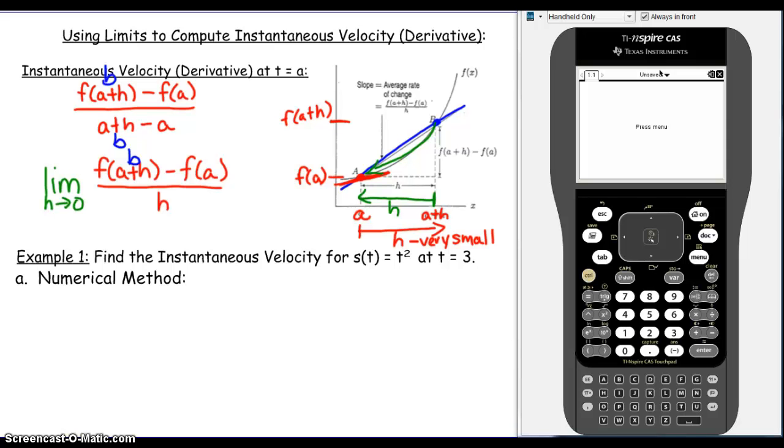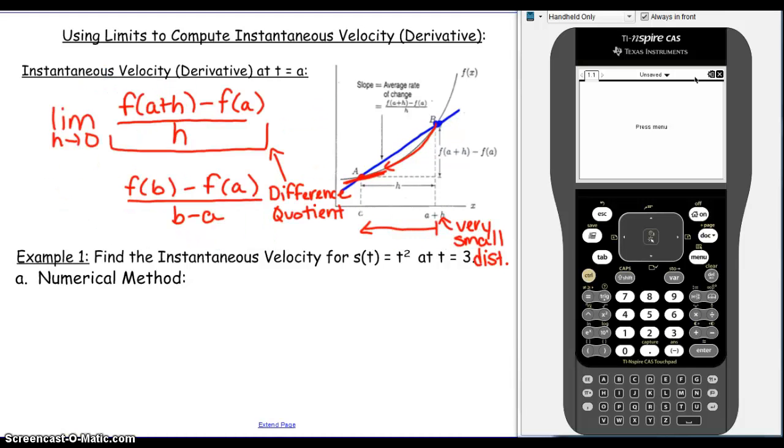And just vocabulary-wise, you may see this slope formula referred to as the difference quotient. I know your textbook uses this name sometimes. Difference because there's subtraction, quotient because there's division. Trying to find instantaneous velocity using this formula is what they call the numerical method. And so in example 1, they give us s of t equals t squared at t equals 3. So we want to set up this equation.